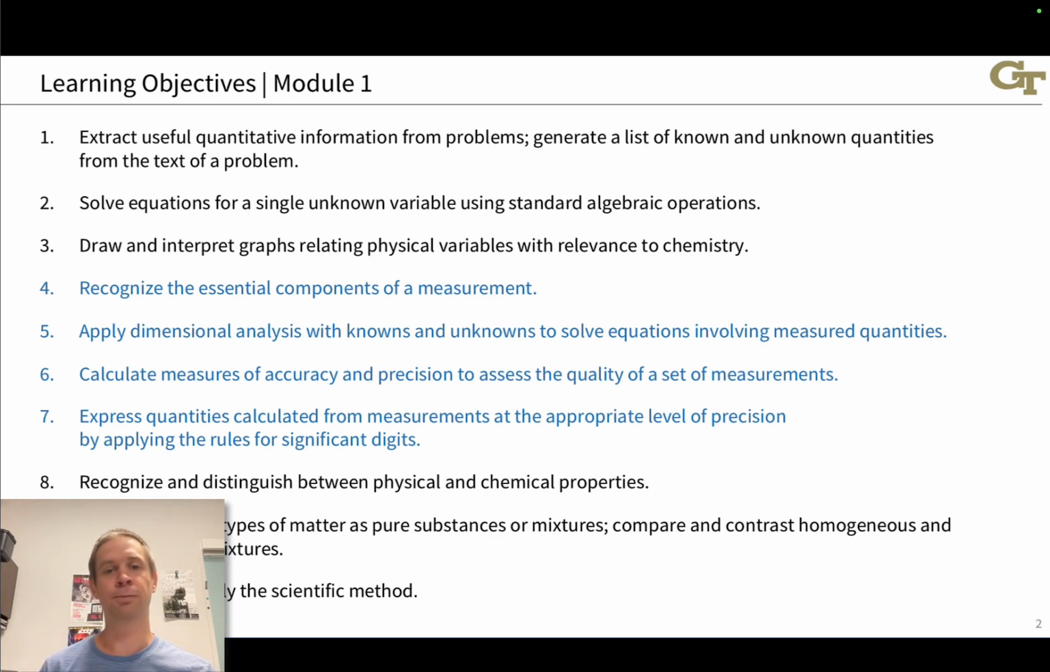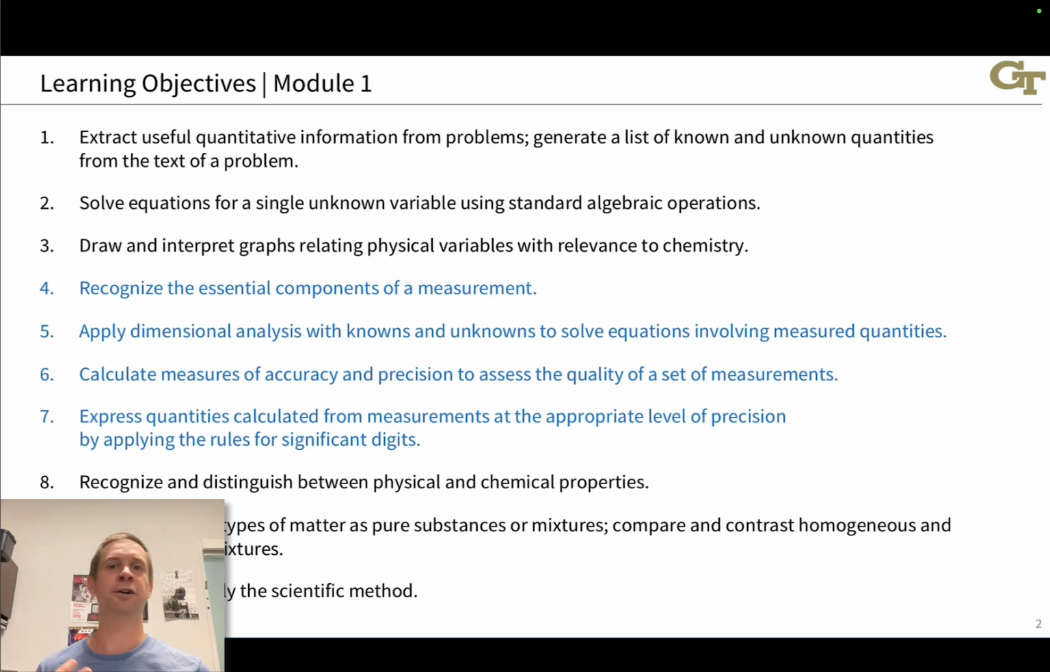We're going to learn how to apply dimensional analysis using known and unknown variables to solve equations that involve measured quantities, working with units in particular there. We're going to talk about measures of accuracy and precision to talk about the quality of a set of measurements relative to an external standard or variation internally within the data.